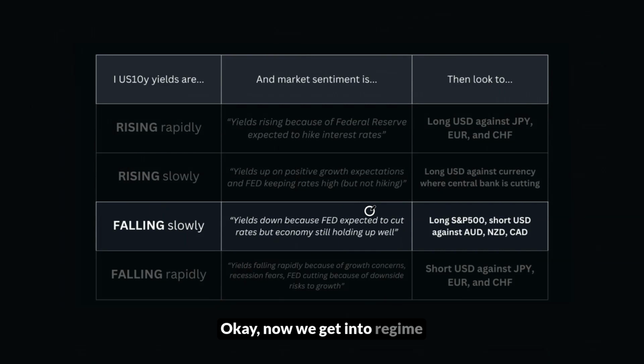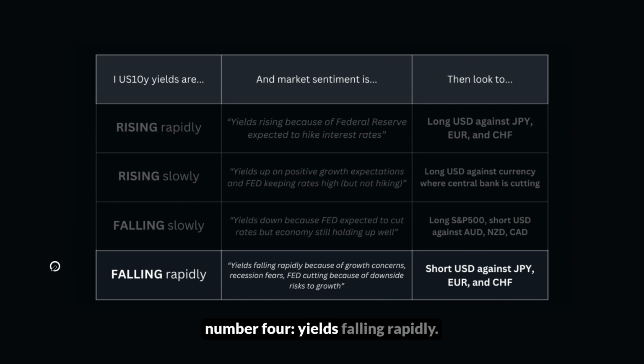Okay, now we get into regime number 4, yields falling rapidly. This is the big one, okay? Maybe it's a recession, maybe it's a pandemic, maybe it's a credit event.